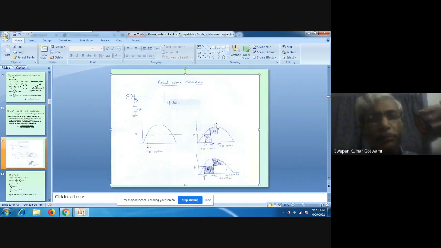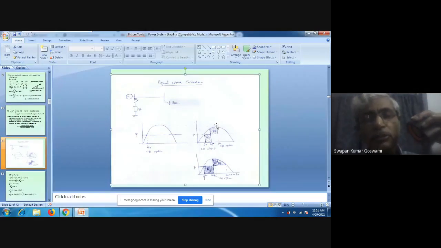Okay, then why this hypothesis we are discussing, we are assuming that we have explained, and if necessary I shall explain it later on again. But for the time being, assuming that this hypothesis is true, that means if the generator can sustain the first swing, then it will be able to sustain any other swing. So if it is stable in the first swing, it will be stable in the subsequent swing as well. That's why we shall be investigating upon the first swing only.